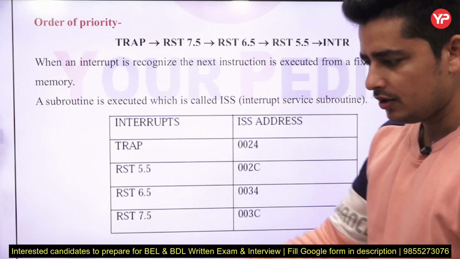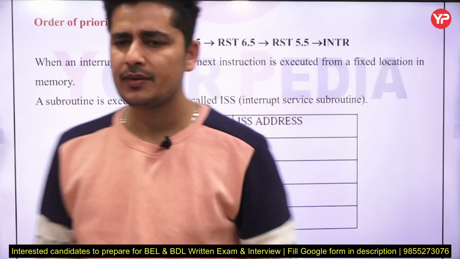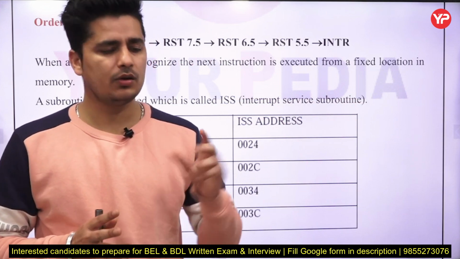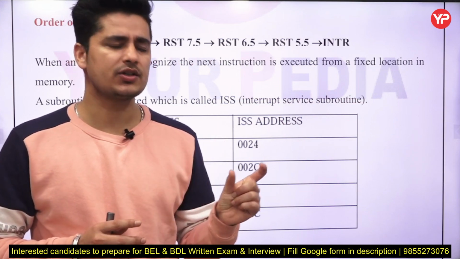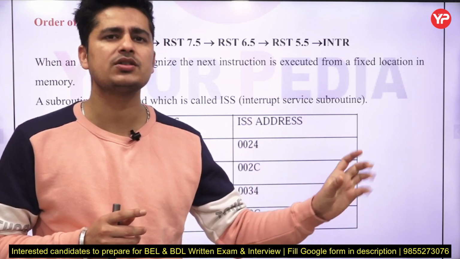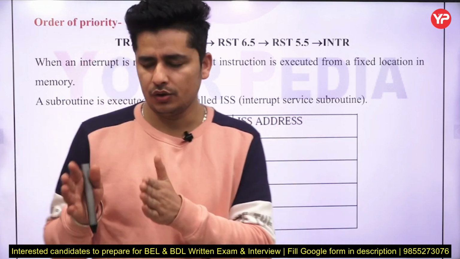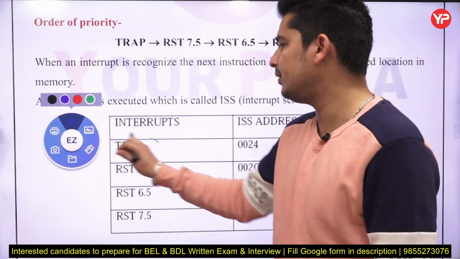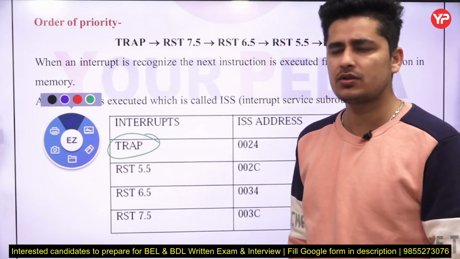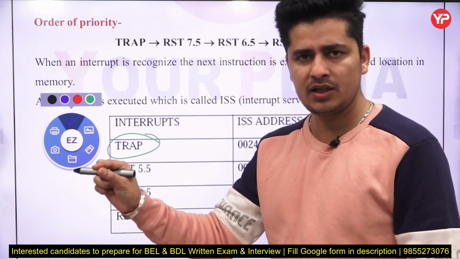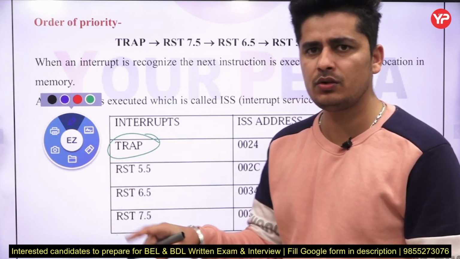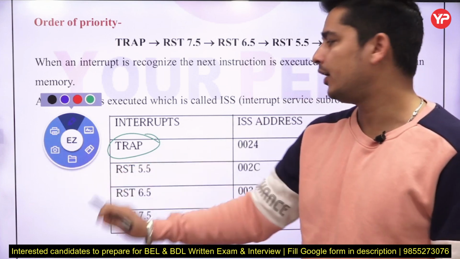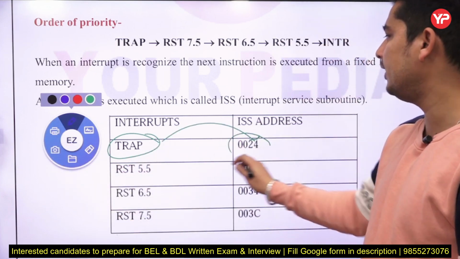Let us discuss one thing. If an interrupt comes, what should the microprocessor do? Every interrupt has its location, and corresponding to that location something is written. Like if the trap interrupt comes at the input pin, it goes high. So what happens? The microprocessor stops everything and goes to this location. This is a predefined location.